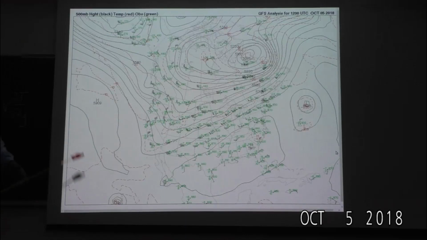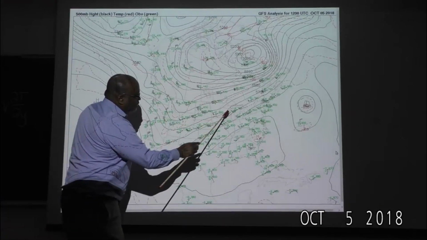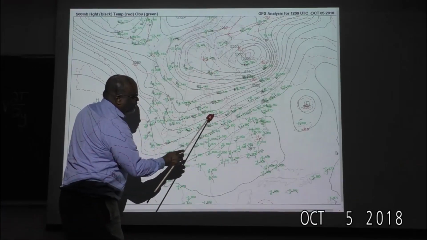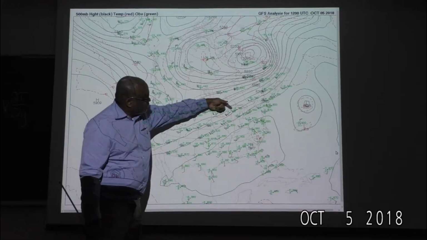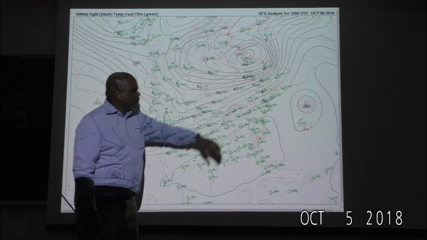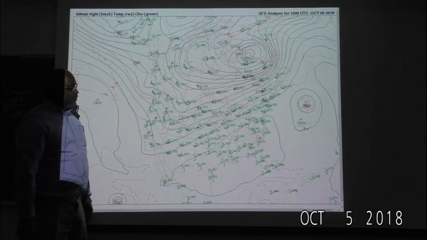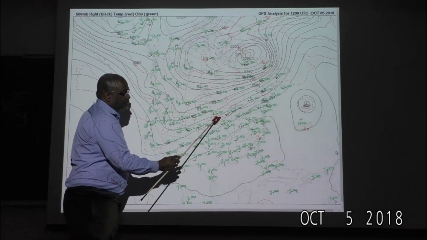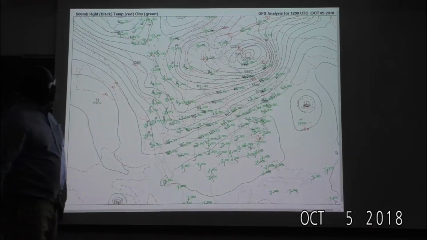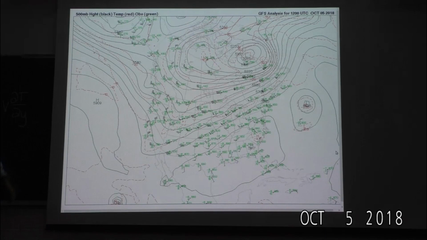And the flow, you can see some evidence of a slight short wavelength trough crossing over the state this morning. So that's perhaps coupled with the jet stream itself, but not much curvature here, so I wouldn't get too excited about this being the source of our lift. At least it's not evident in this.